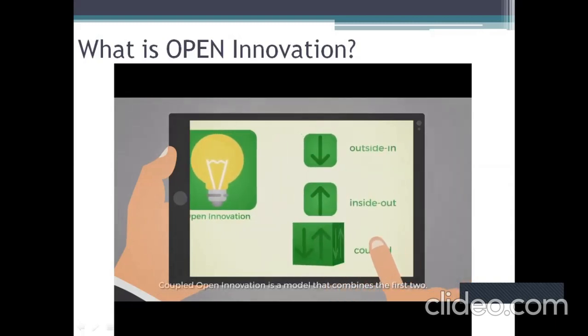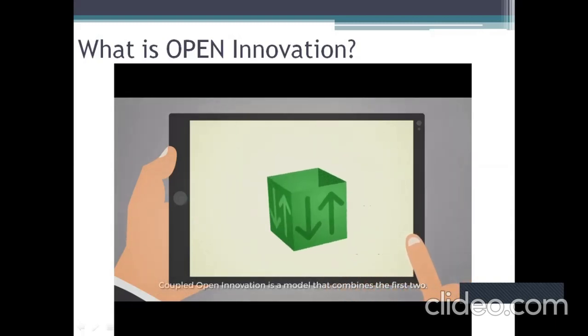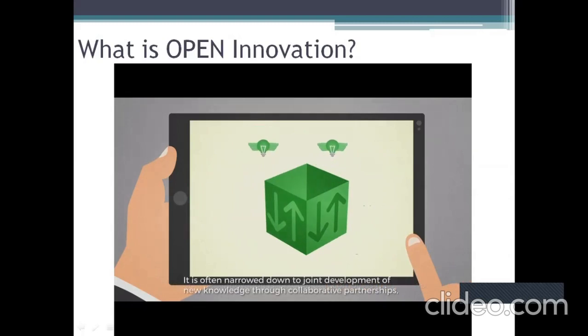Coupled open innovation is a model that combines the first two. It is often narrowed down to joint development of new knowledge through collaborative partnerships, where partners share their existing intellectual property in order to create new joint ownership on intellectual assets. Coupled open innovation can take forms of joint research, consortiums, joint venture agreements, etc.